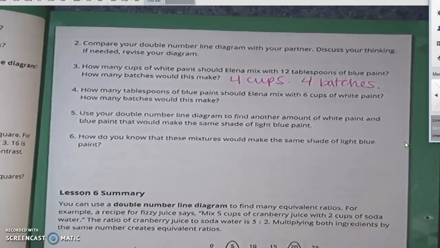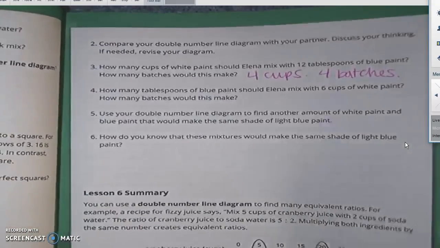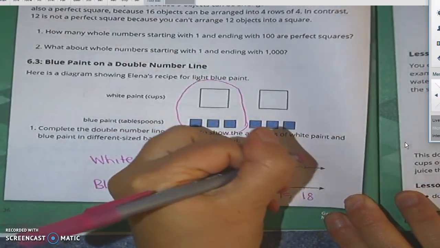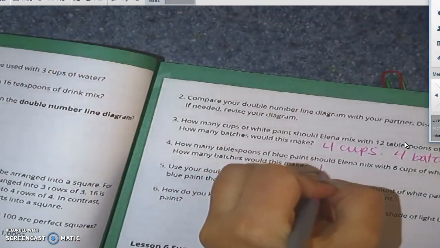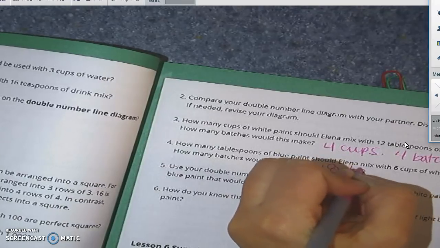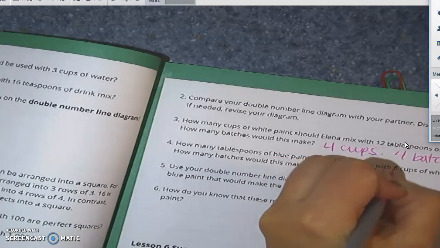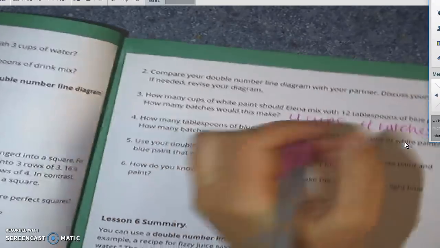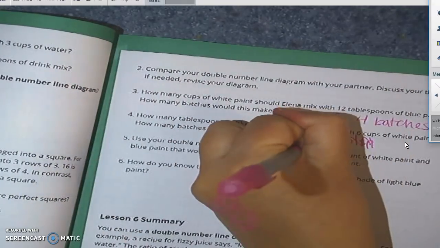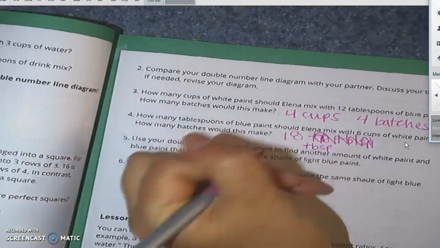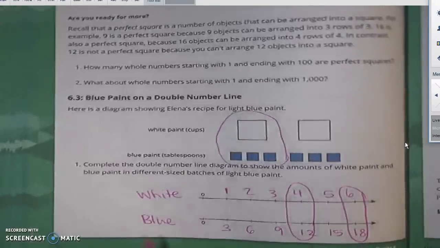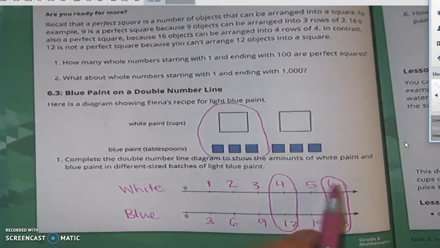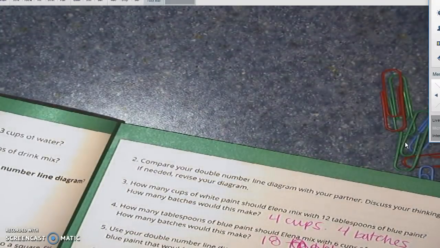How many tablespoons of blue paint should she mix with 6 cups of white paint? So in my double number line, when we had 6 cups of white paint, we had 18 tablespoons of blue paint. So 18 tablespoons, T-B-S-P, tablespoons. Got it. Sorry about that. And how many batches would this make? Well, this was the 1, 2, 3, 4, 5, 6. The 6th batch, so 6 batches.